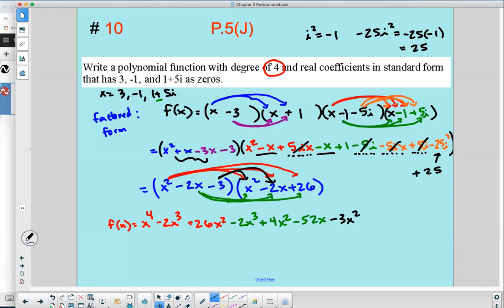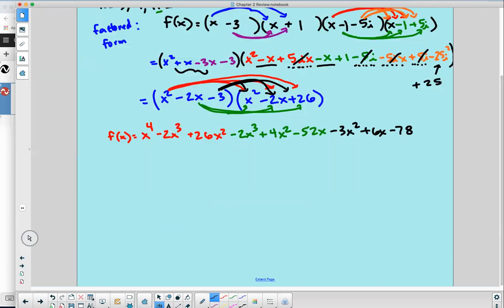Your hand cramping up yet? A negative 3 times a negative 2x is a positive 6x squared. And a negative 3, not x squared, I'm sorry, just x. Negative 3 times a positive 26 is a negative 78, I believe. So I can combine like terms here to get a final answer. So f of x would equal x to the 4th. I see I have negative 2x cubed, a negative 2x cubed, that's negative 4x cubed. And that's it, so negative 4x cubed.